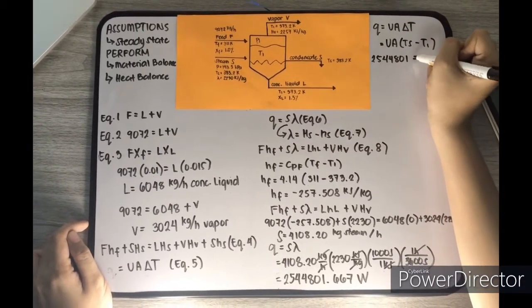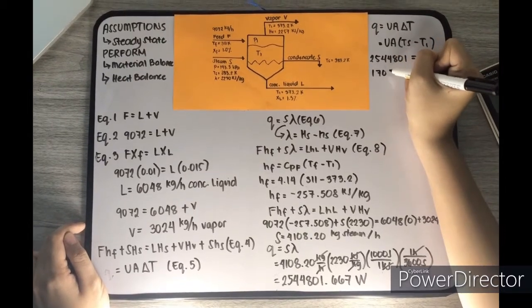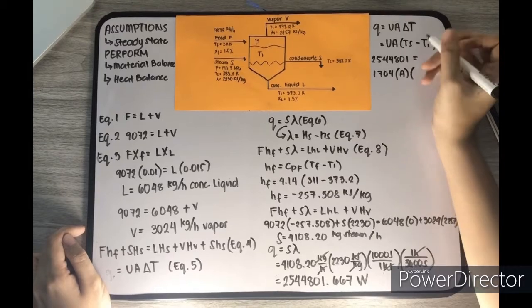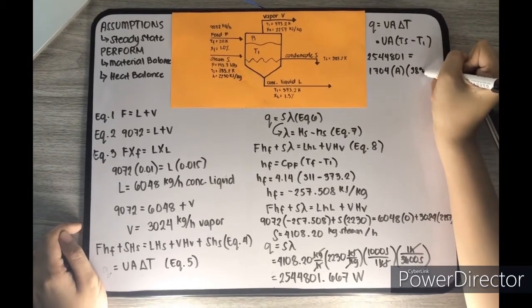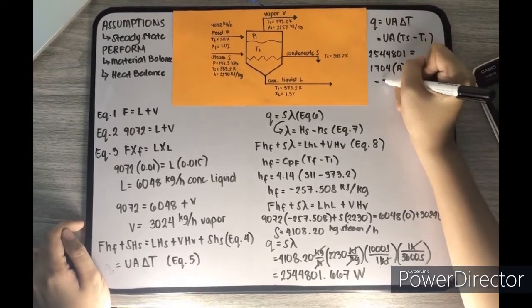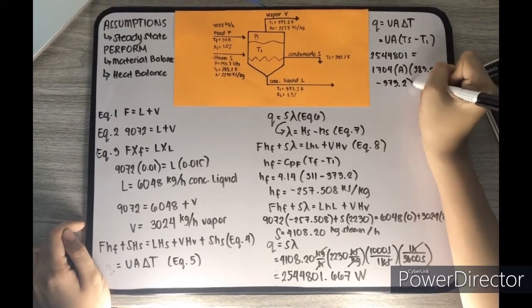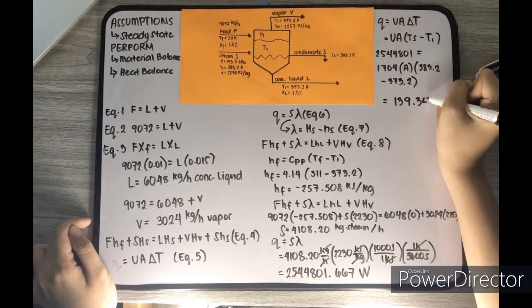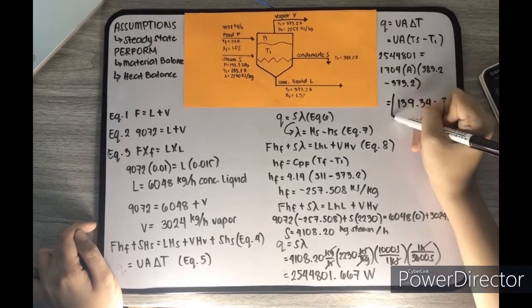2,544,801 is equal to 1,704 times the area times the change in temperature, which is 383.2 minus 373.2, which leads us to our final answer, in which area is equal to 139.34 meters squared.